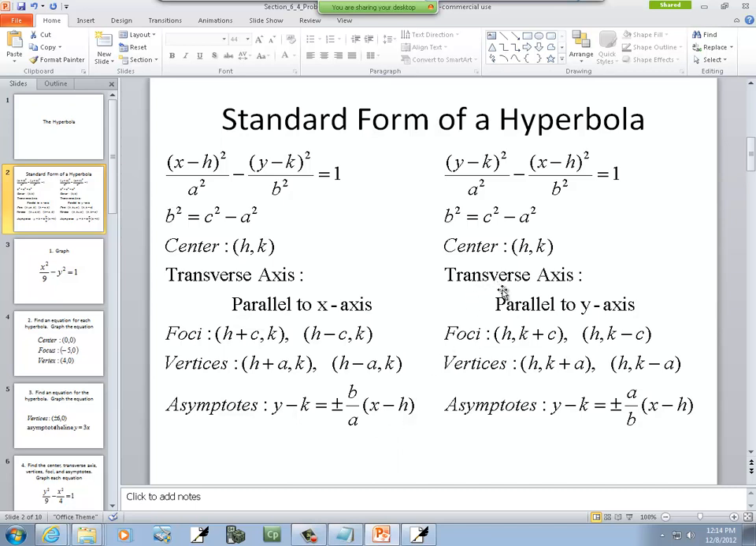For this one, of course, our transverse axis is parallel to the y-axis. Foci are h, k plus c, and h, k minus c. Vertices are h, k plus a, and h, k minus a. And asymptotes, y minus k equals plus or minus a over b times x minus h.